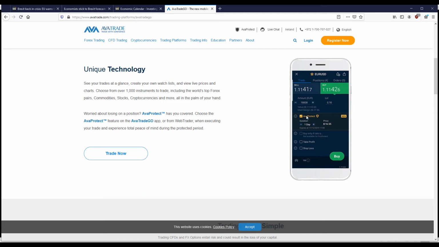It also, if you do AvaProtect, you can protect over certain periods of time, 1 hour, 1 day, 2 days, 3 days, etc., for a premium cost. For a small premium, any losses during that covered time period are added back either when the trade closes or when the protection ends, whichever happens first. And if you have profits on the trade, all of the profits are yours. You just pay the small premium up front.